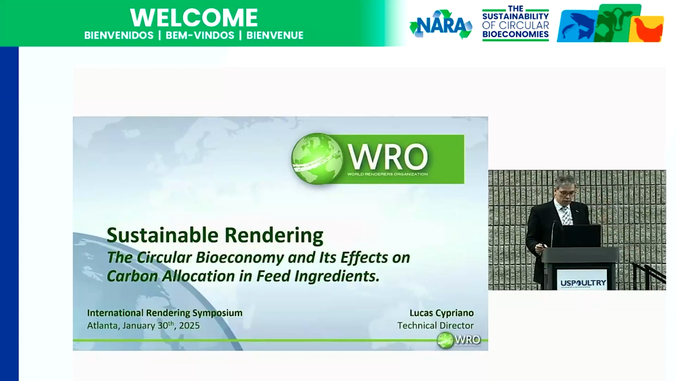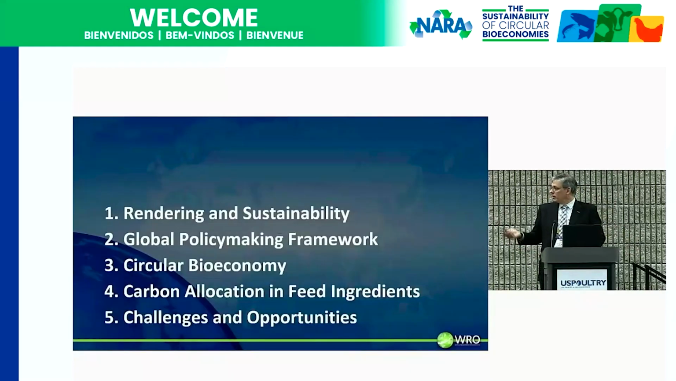So to do it, I divided my presentation in 5 topics. Very briefly, I will talk about rendering sustainability, then global policymaking framework. I have to tell you how each country does their own policies. Then I will address exactly what is circular bioeconomy. That's a new concept that FIO is designing. Then how this carbon allocation, this new method, will influence our own metrics. Then I will tell you about what I see about challenges and opportunities.